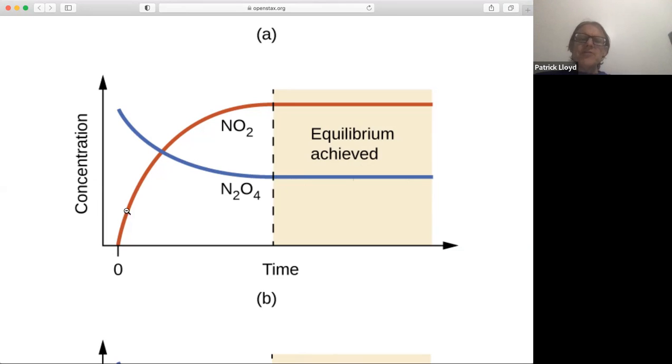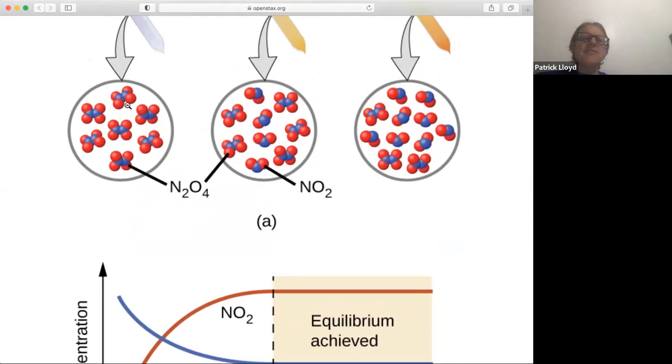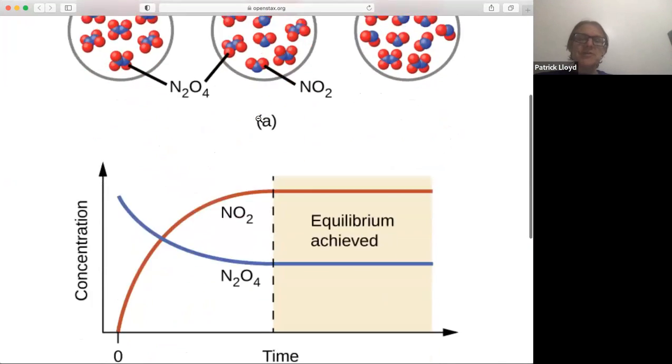Now notice the NO2 actually goes up more than the N2O4 goes down. I don't know if you have an idea why that's the case. Why would N2O4 go down less than NO2 is going up? And the reason is every time an N2O4 reacts, it actually forms two of the NO2s. So the NO2 actually changes twice as fast because of that relationship.